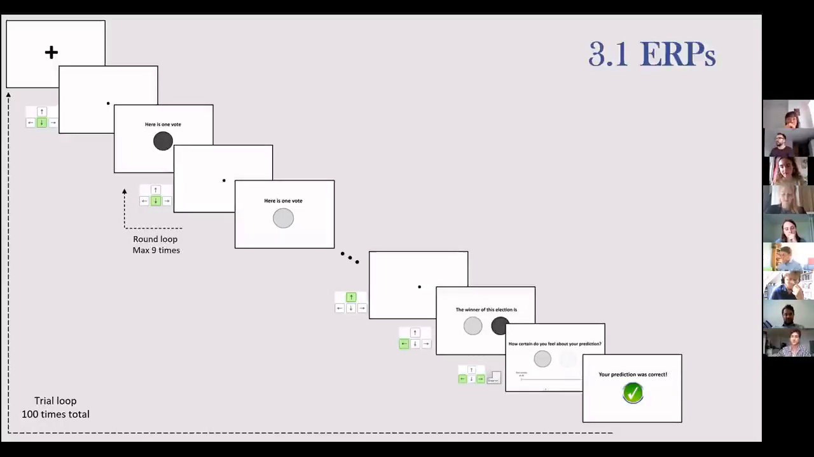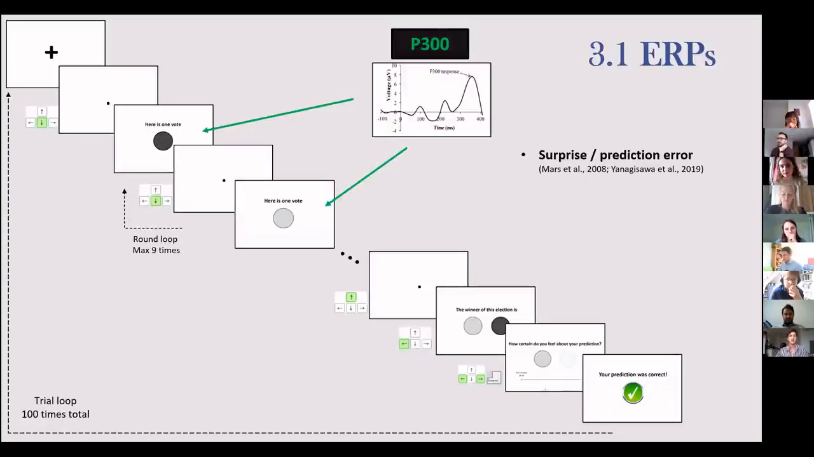And here you see again an overview of the Beads task. And we are going to look at 3 different ERPs for now. That's the preliminary selection. And the first one is the P300. And the P300 emerges about 300 milliseconds after stimuli of interest. And here we're going to look at the samples.